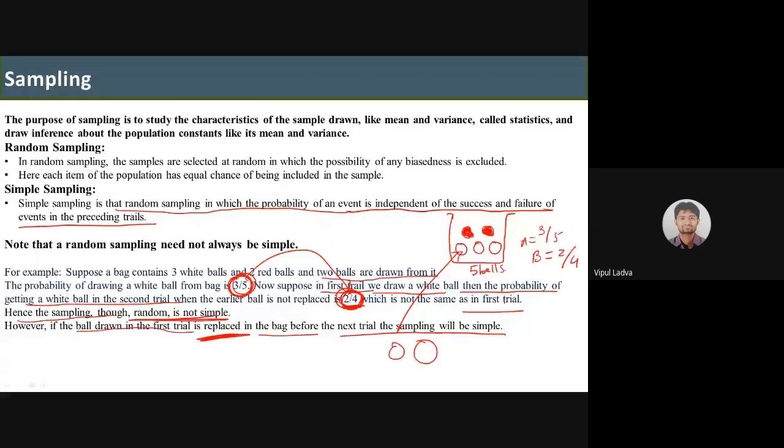So this is the simple sampling and random sampling, and usually we will be dealing with random sampling. Okay, but we need to note that random sampling need not be simple. Random sampling हर बार simple होगी ऐसा जरूरी नहीं है. That depends on which case we are talking about, with replacement or without replacement.